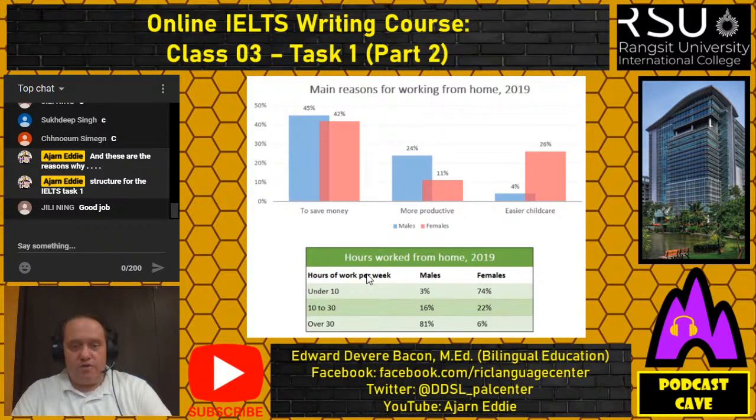Okay, and then down here, it's looking at hours worked from home, differences between males and females. So it looks like, oh wow, look at that. The people who work over 30 hours a week at home are men versus women, only 6%. Wow, that's a big difference. And then you look at under 10, so mostly it's women and a lot fewer for men. So it looks like it's completely different. But then between 10 and 30, they're very similar, 16 to 22%.